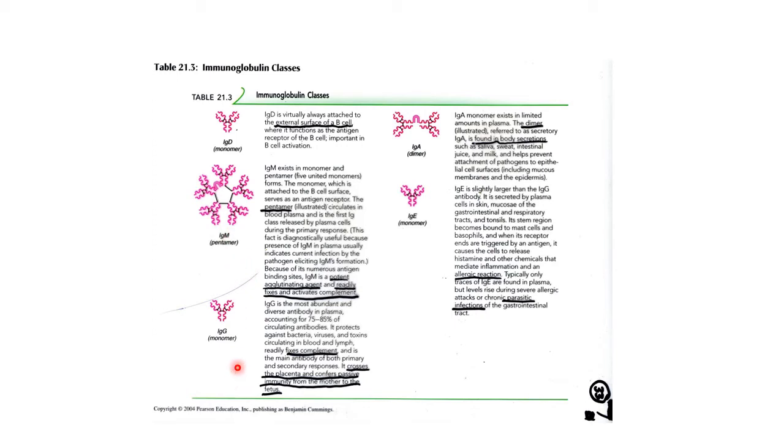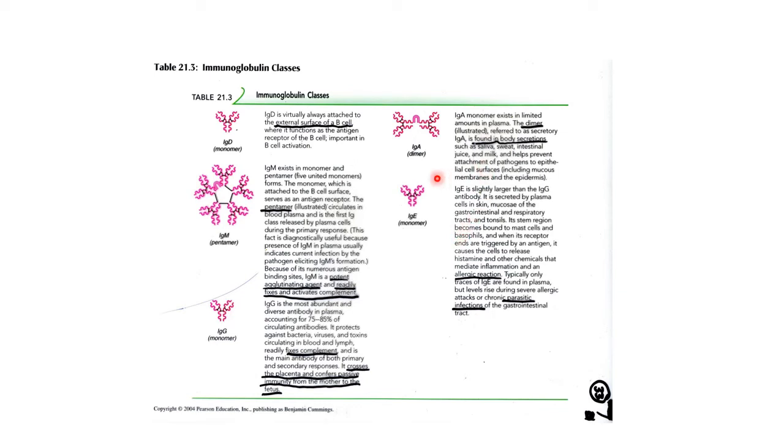Now IgG is the most abundant and diverse antibody in the plasma. It accounts for 75 to 85% of all circulating antibodies. This is very important. It protects against any type of infection: bacteria, viruses, toxins. It does fix complement, so you want to remember IgM and IgG can fix complement. It's the main antibody of both the primary and secondary immune responses, and this one does cross the placenta and confers passive immunity from the mother to the fetus. So the most important one is IgG.